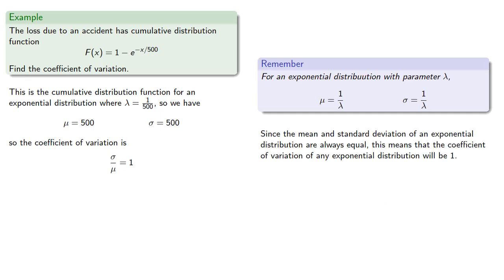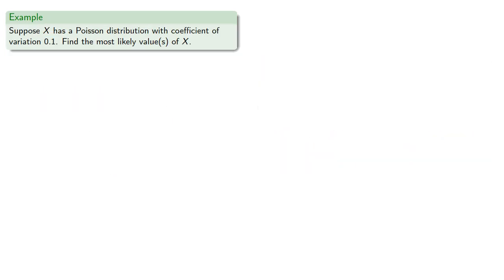Since the mean and standard deviation of an exponential distribution are always equal, this means that the coefficient of variation of any exponential distribution will be 1. We can also work the problem backwards.